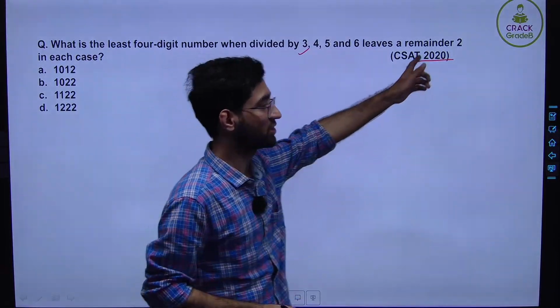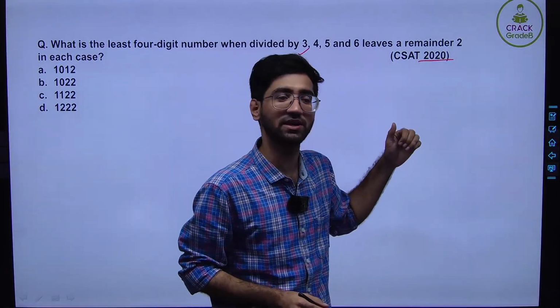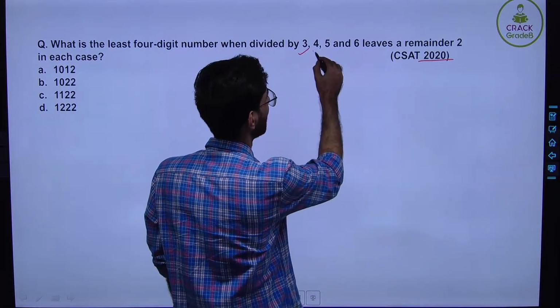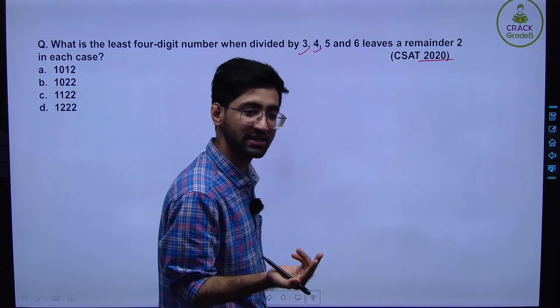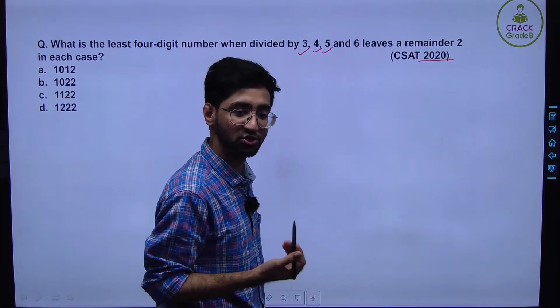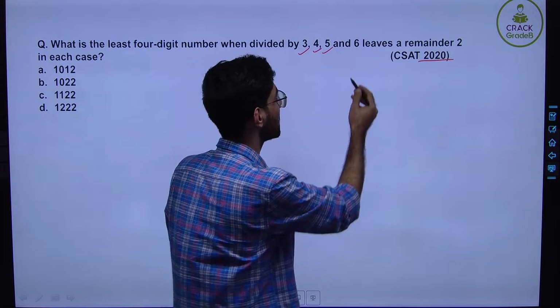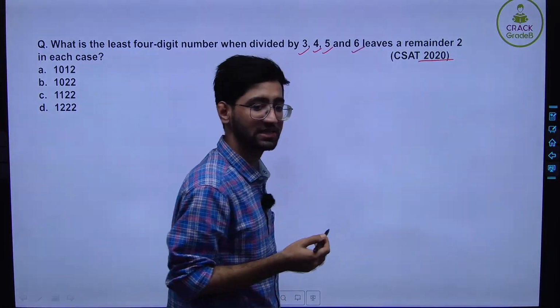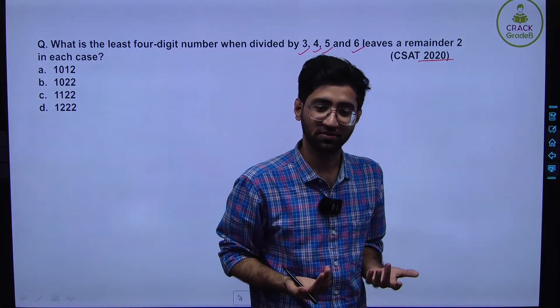by 3, you should get remainder 2. If you divide that number by 4, you should get remainder 2. If you divide that number by 5, you should get remainder 2, right? If you divide that number by 6, you should get remainder 2, right?